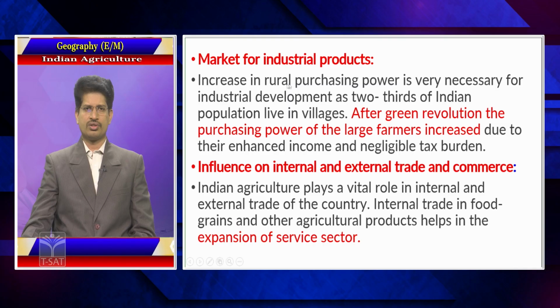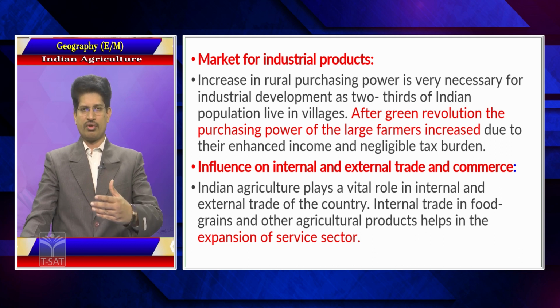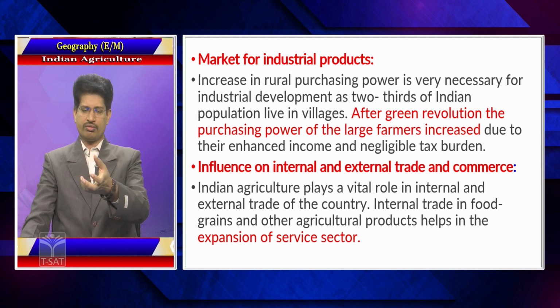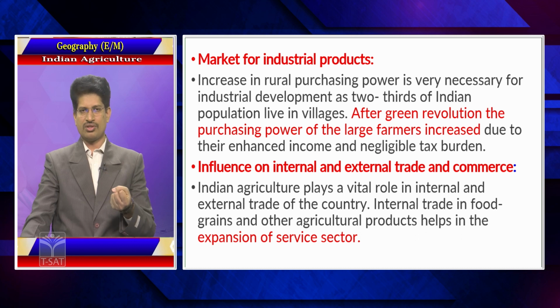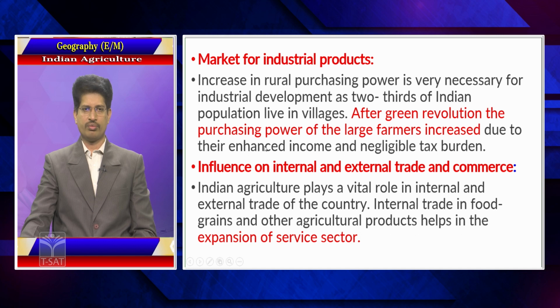Market for industrial production. Increase in rural purchasing power is very necessary for industrial development, and 2/3 of the Indian population lives in villages. After the Green Revolution, the purchasing power of the larger farmers has increased. Because the per capita income after the Green Revolution in certain pockets has increased, their purchasing power has increased because of agriculture, and there is an increase in industrial production. So agriculture has impacted the secondary sector to develop.